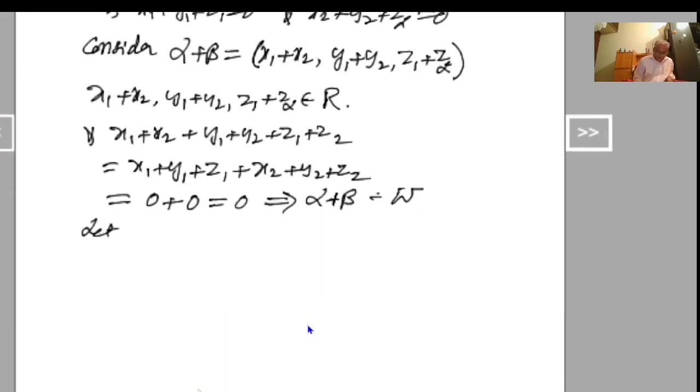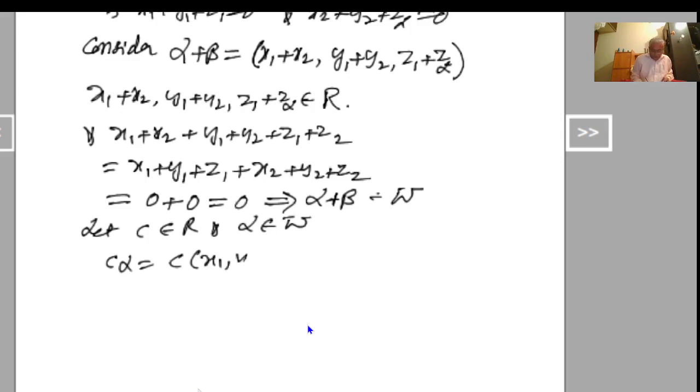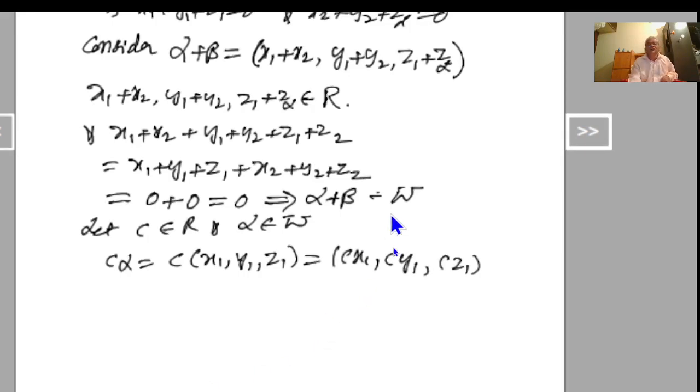Next, let C belong to R and alpha belong to W. What about C alpha? C into alpha is C into x1, y1, z1. This is equal to Cx1, Cy1, Cz1. I have to prove that this also belongs to W. To show that, I have to prove that these elements, Cx1, Cy1, Cz1, are real numbers and their addition is equal to 0. That is, Cx1 plus Cy1 plus Cz1 must be equal to 0.